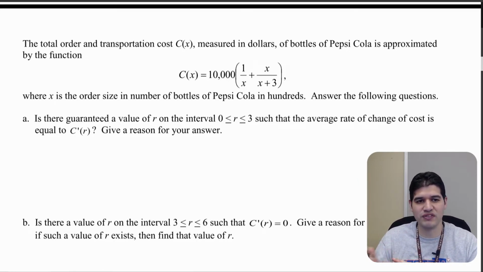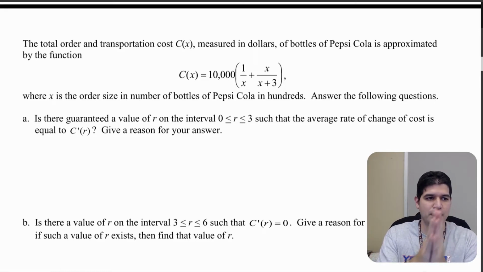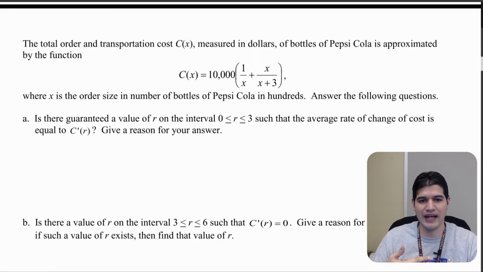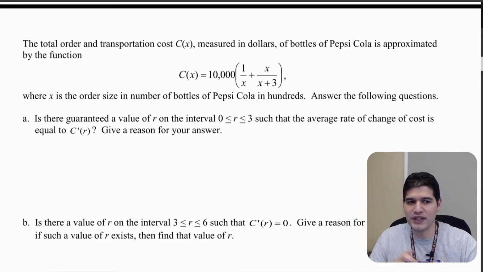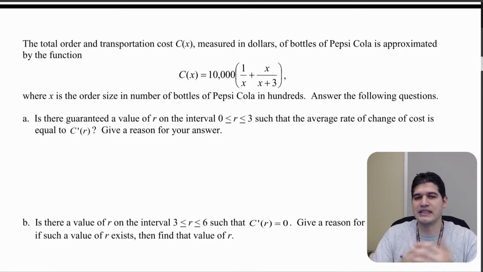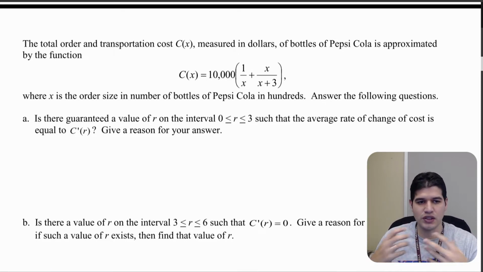We have some sort of function that is measuring the cost of bottles of Pepsi Cola and is using that function in order to estimate the cost of transportation. So x is the order size, the number of bottles of Pepsi Cola in hundreds. If questions come up with that, we're going to want to make sure we specify those units in hundreds or something like that.